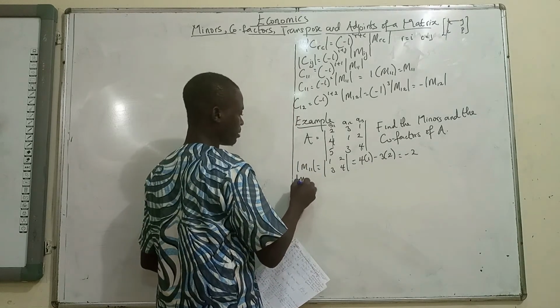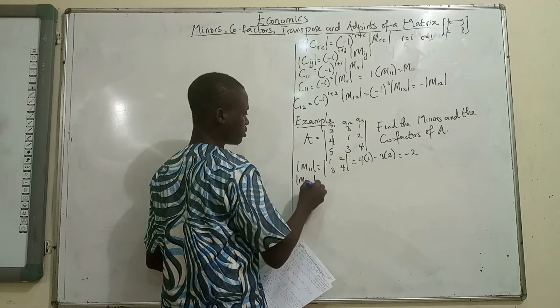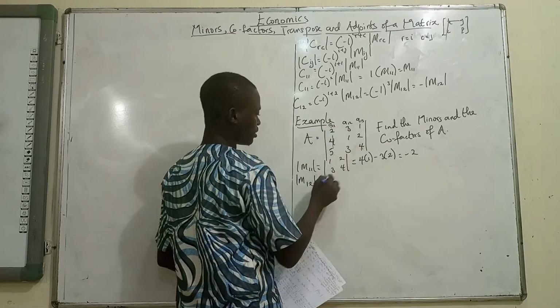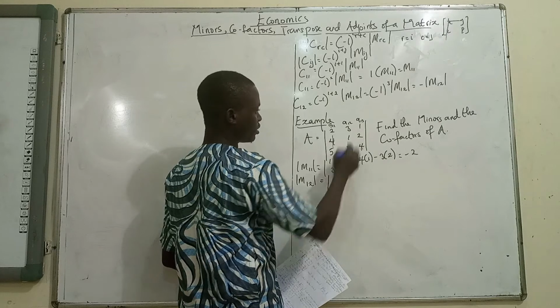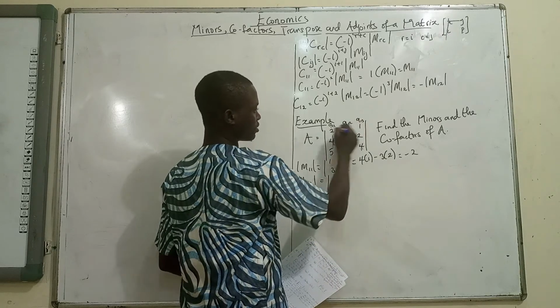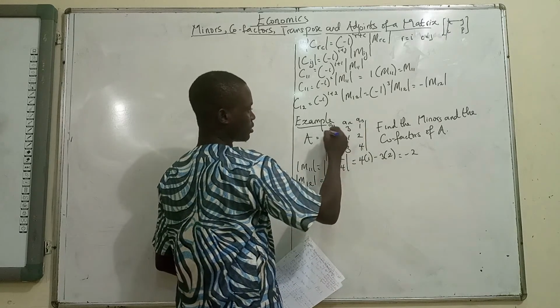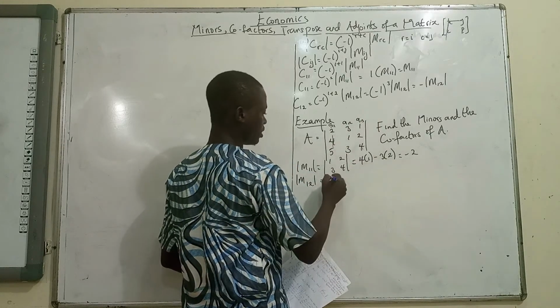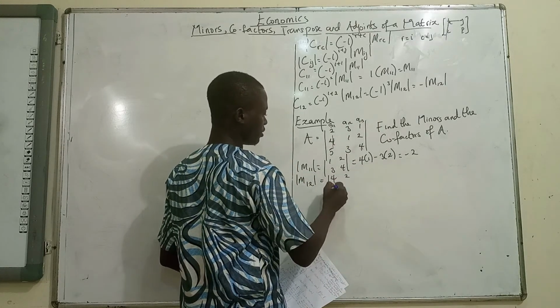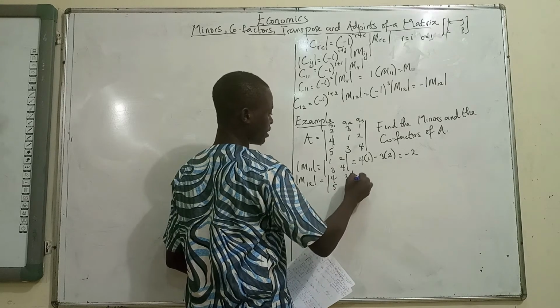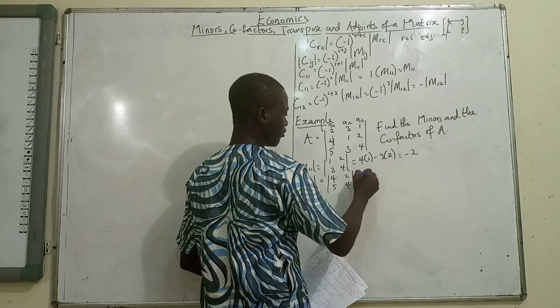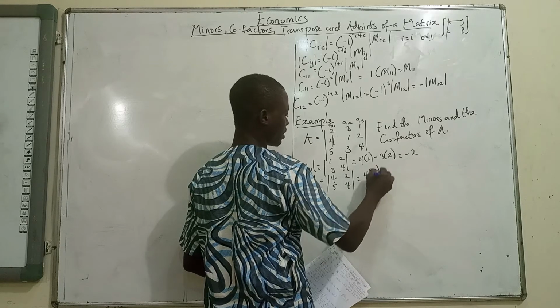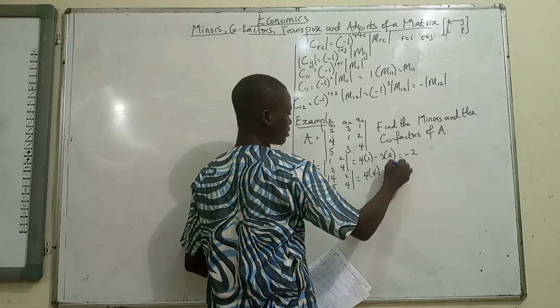Then how about M12? M12, that's going to be, we have this, we cross this out, the middle column and the top row. So we'll be left with 4, 2, 5, 4, and this is going to be 4 into bracket 4, minus 5 into bracket 2.